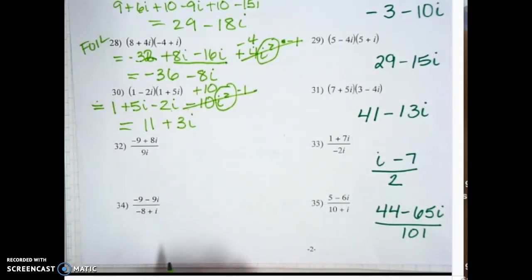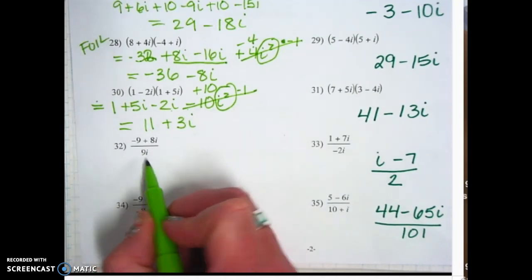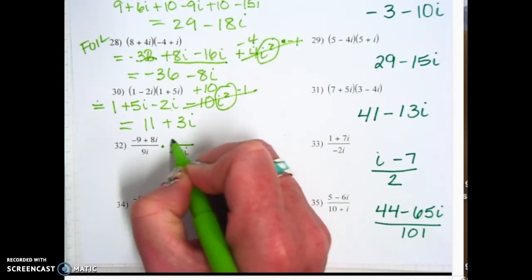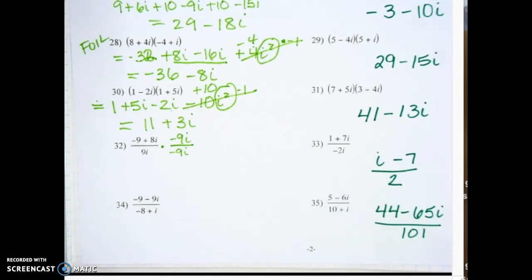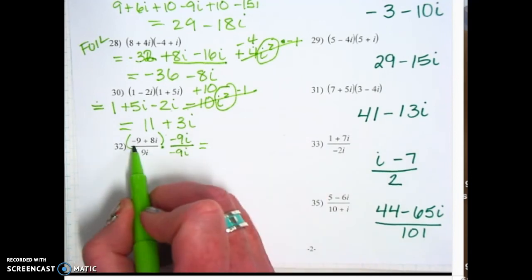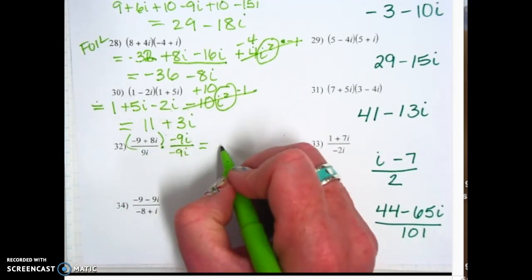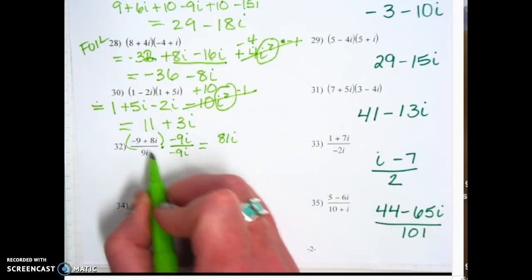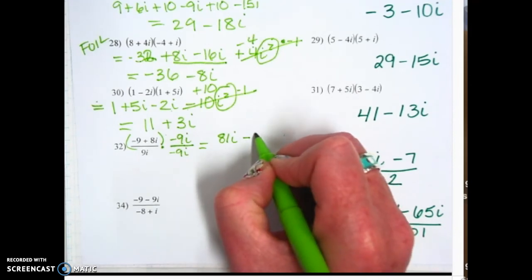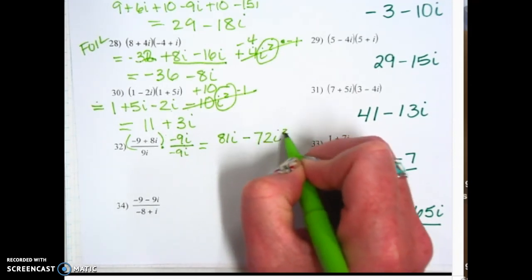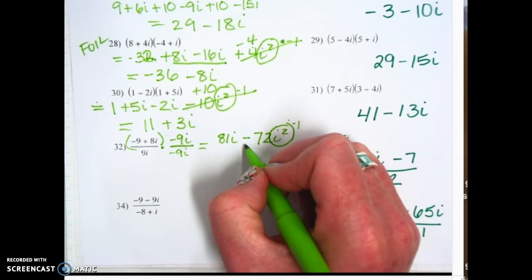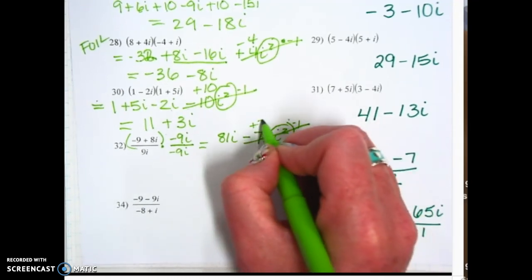All right, jumping down to number 32. We have 9i, so we want to multiply by the conjugate, which would be negative 9i, which means we also need to multiply the numerator by negative 9i, and we're going to need to distribute it in the numerator right there. So negative 9 times negative 9i is going to be 81i, and 8i times negative 9i is going to be negative 72i squared. i squared is negative 1. So we multiply that by negative 72, which is plus 72.